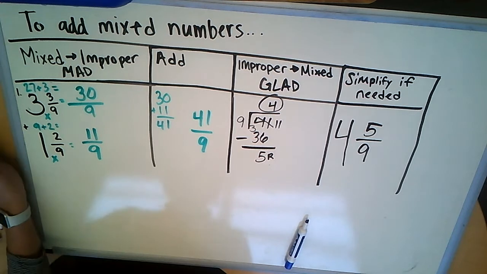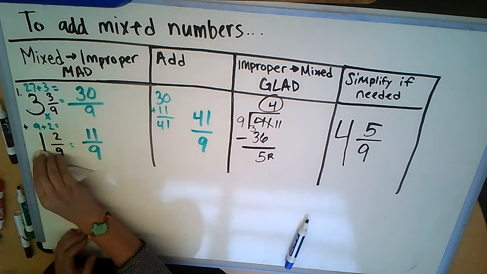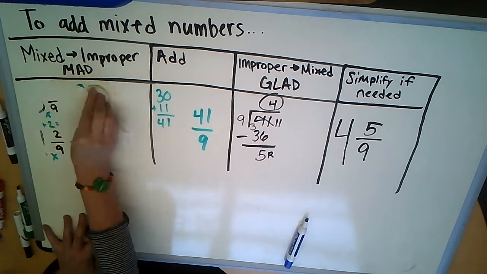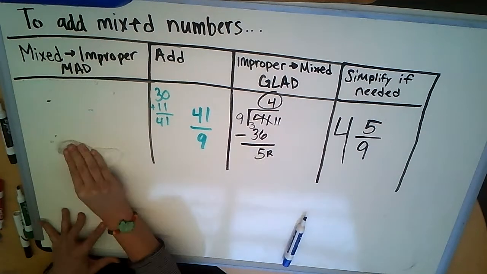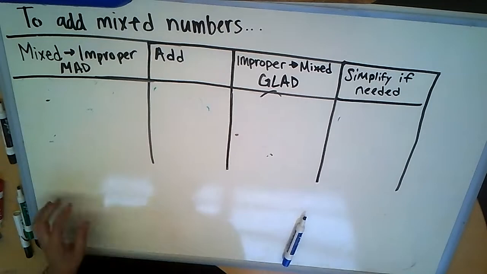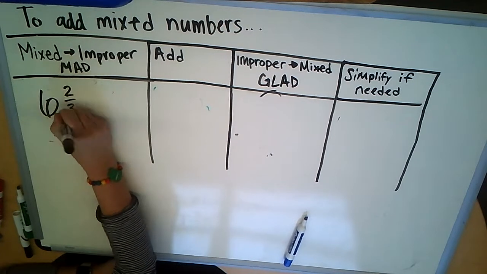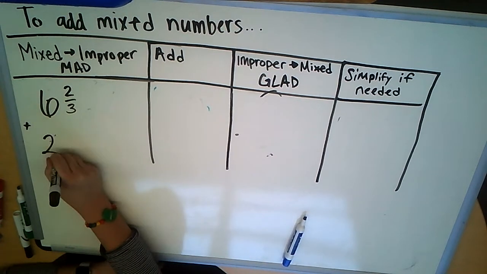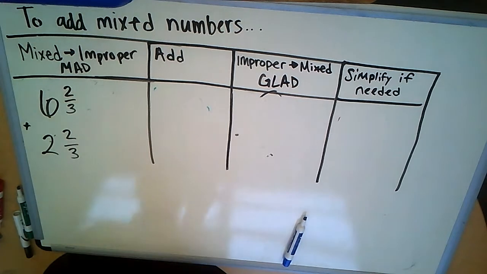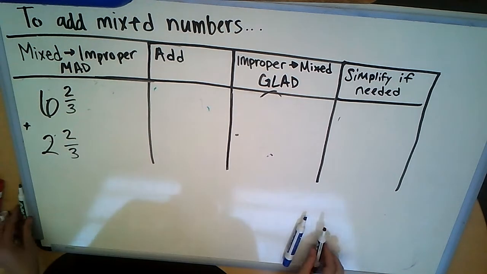Okay, the next one we're going to do is right across, which is number 5. So I'm going to go ahead and erase what I have here so that we can do number 5. All right, the problem is 6 2/3 plus 2 2/3. So we're going to do the same thing. They're mixed numbers right now, and we want to make them improper fractions.